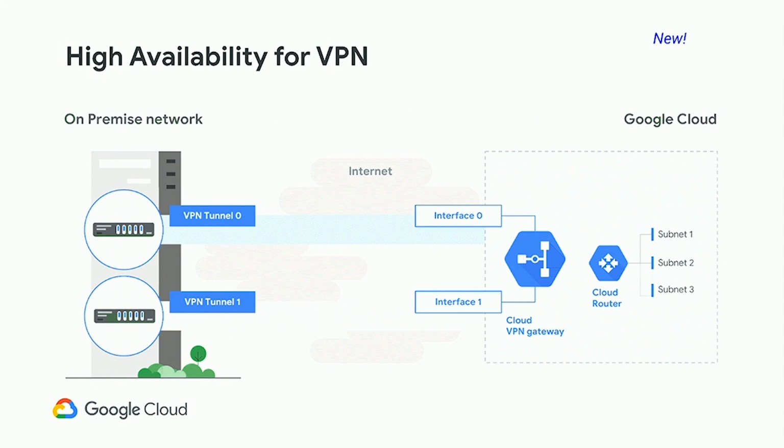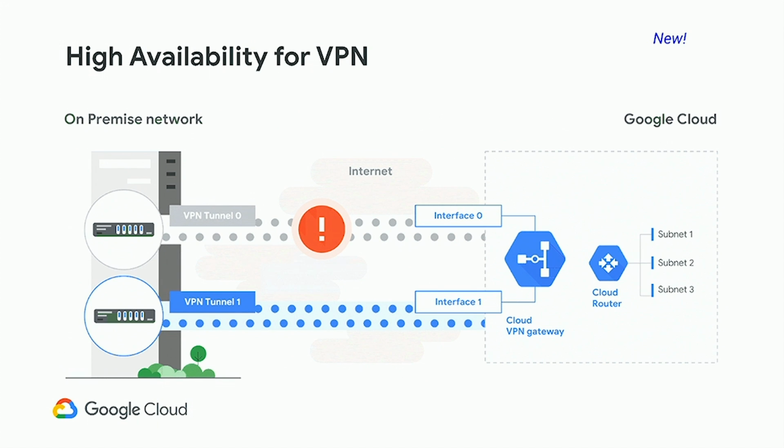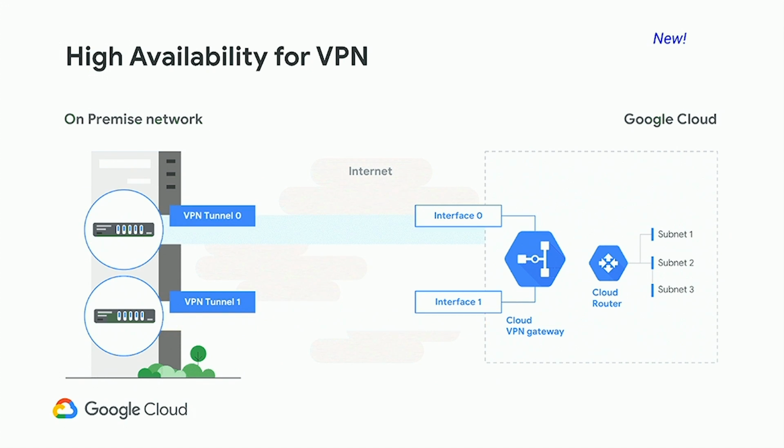We are really excited to announce now the option to create highly available VPN connections. With highly available VPN, you can create two interfaces on your VPN gateway, and you can connect the peer gateway on your on-prem to these two different interfaces. Each of these interfaces gets a different IP address, and this allows redundancy in your connection to your on-prem network.